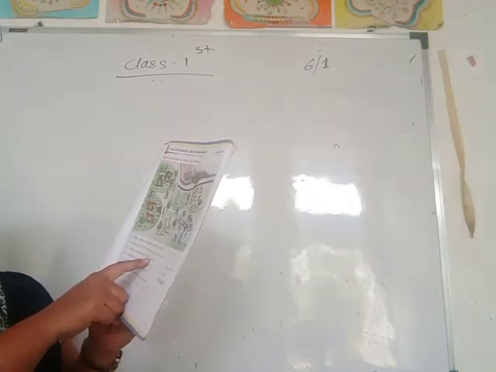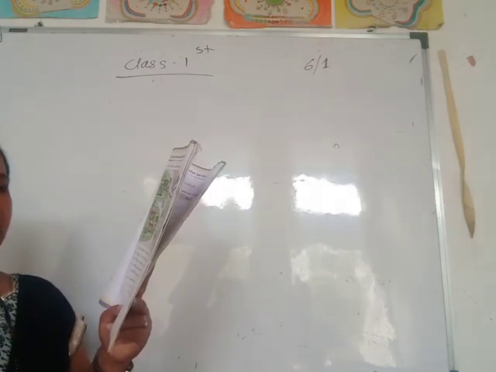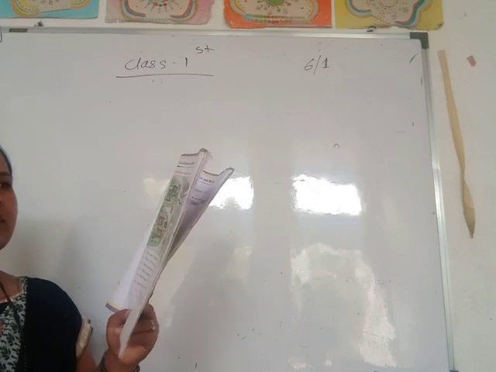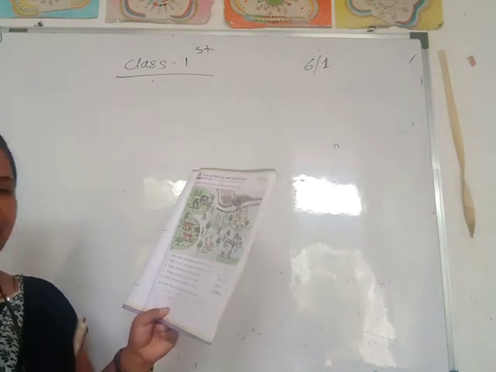Which animals are least in number? Which animals are here least in number? Least means here minimum numbers. Which animals here? Rhinoceros, because there is only 1 rhinoceros here.